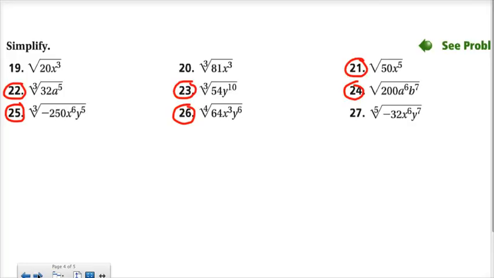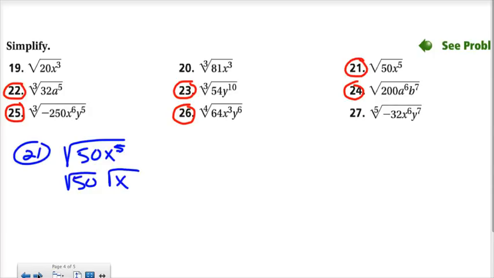For number 21, it says simplify, and this one is a square root, so I thought, yeah, maybe I won't do this one, but it does have a variable in it, so I want to make sure I remember how to do that. You think of this as the square root of 50, and then the square root of x to the 5th. Well, the square root of 50 can be broken down to the square root of 25 and the square root of 2, so you have a perfect square. And remember, there's a little imaginary 2 for that index.